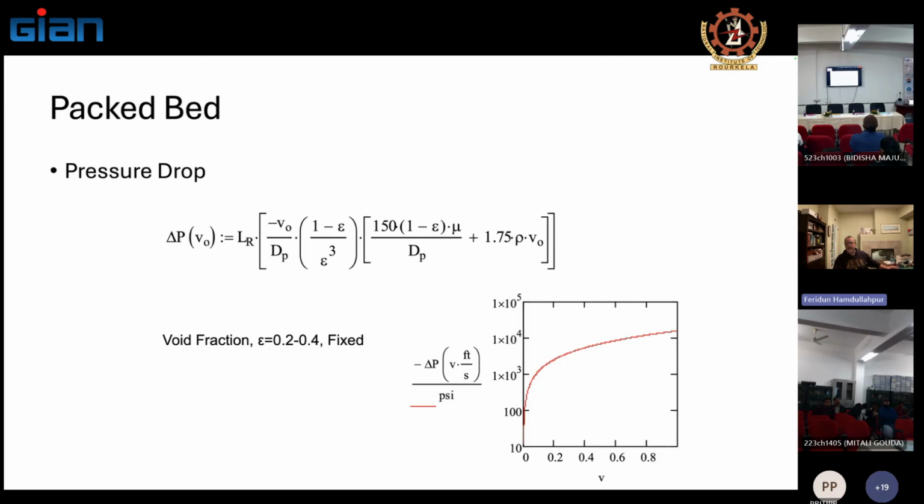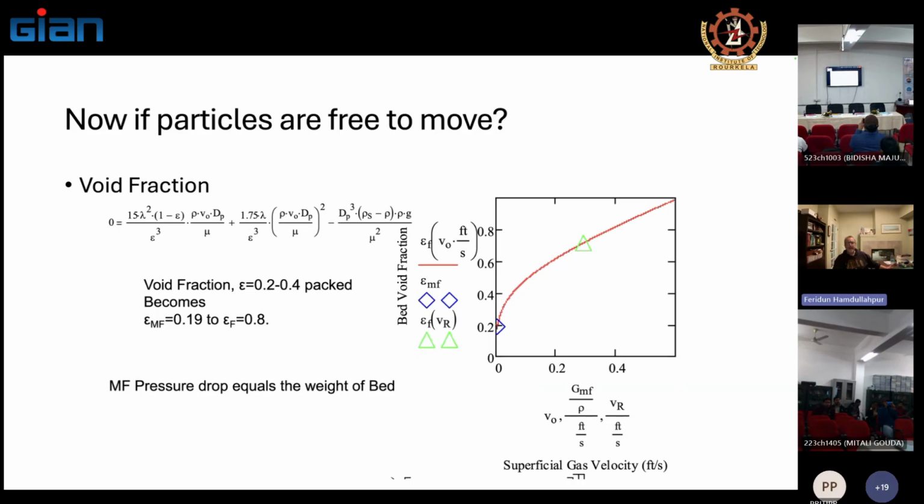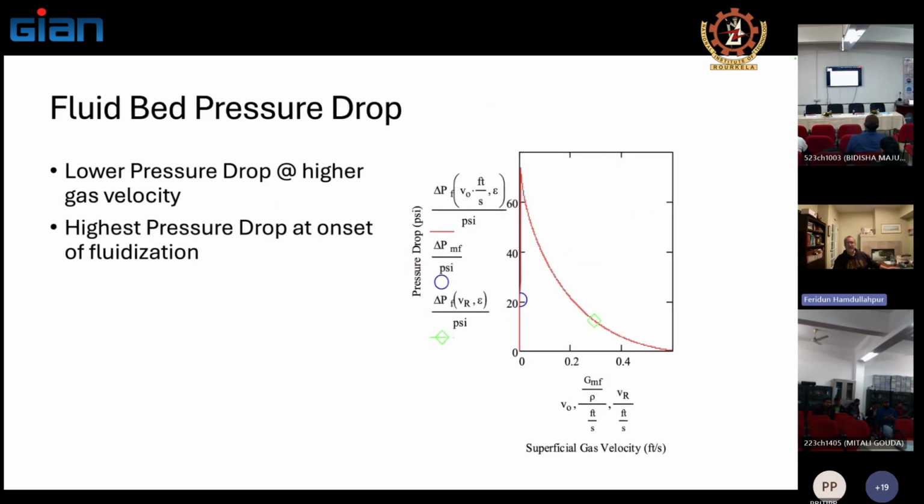Quickly, I'm just giving you examples. They are very messy, complicated. As you can see, there are lots of constants, indicating that they are derived from a large number of experiments, but within certain experimental parameters. Here you can predict the packed bed pressure drop. And then if the particles are moving, then you can calculate the void fraction and therefore the pressure drop accordingly.